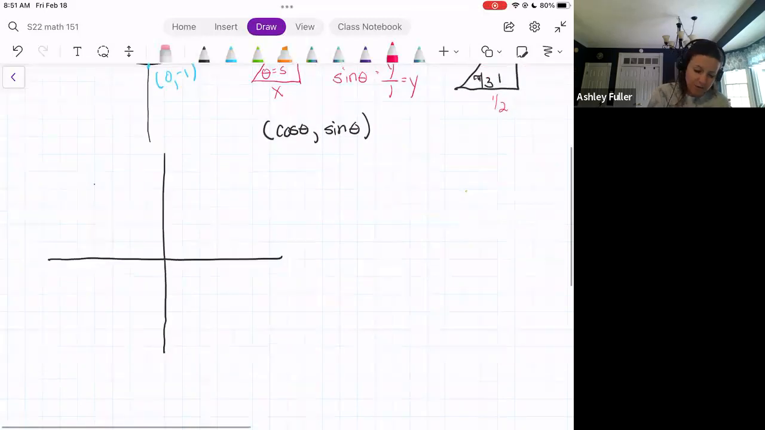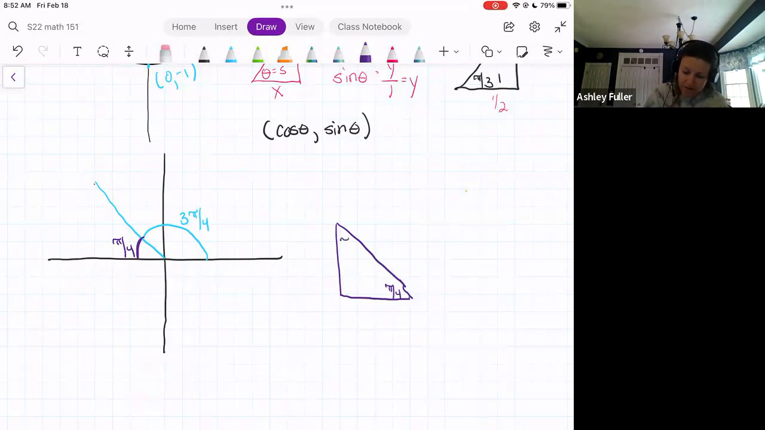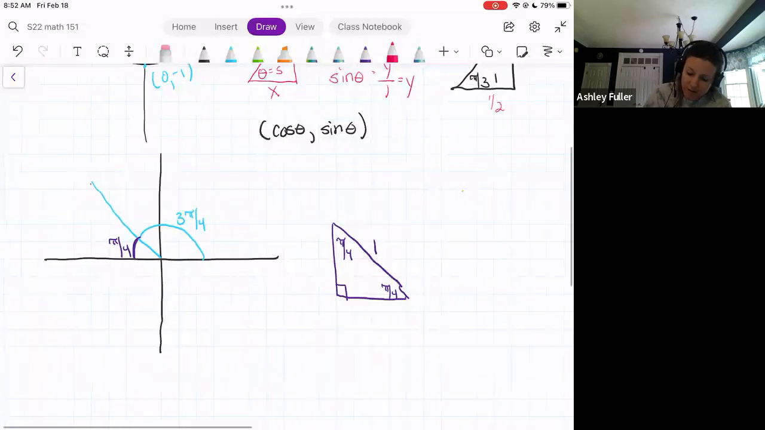Let's look at a different example. Consider an angle now that goes past 90 degrees. If we have this as 3 pi over 4, then we know that this angle has to be pi over 4. On the unit circle, if we pull that out, this is pi over 4, which tells us that this is pi over 4 as a 90-degree angle. On the unit circle, we know this has a length of 1. But if you remember, our ratios are 1, 1, square root of 2 for that triangle.